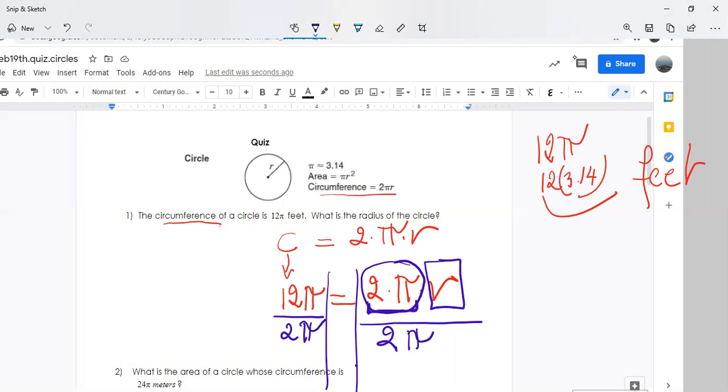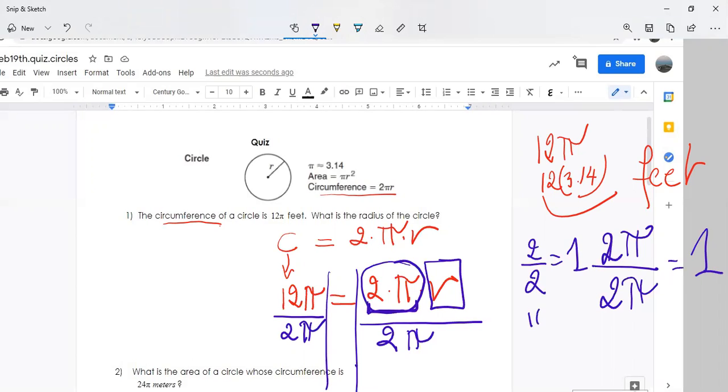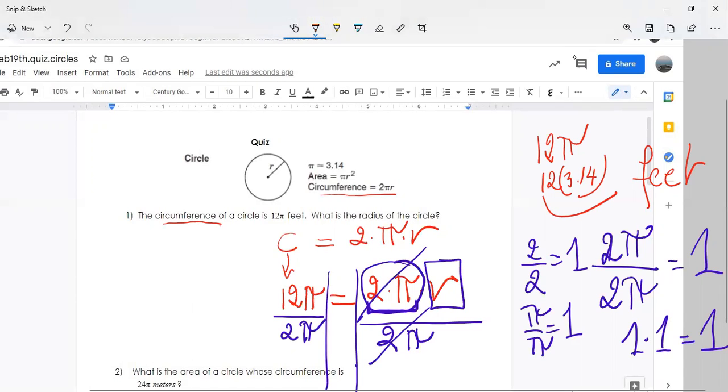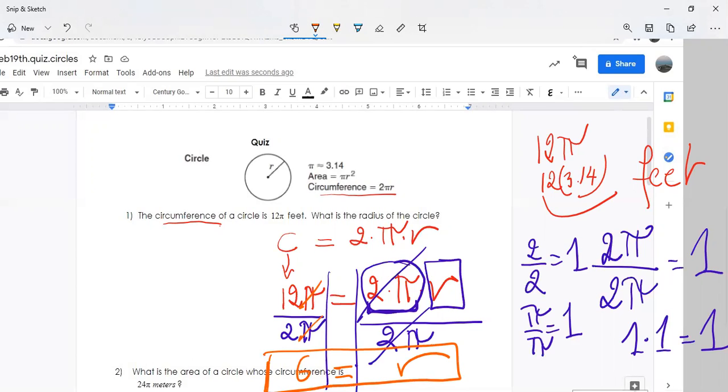Okay, so anything divided by itself, 2 pi divided by itself, 2 pi is 1. Okay, or 2 divided by 2 is 1, and pi divided by pi is also 1. Okay, and 1 times 1 is just 1. So this whole thing, if I divide by the same number, 2 pi, is going to cancel. And I isolated the radius equal. And here pi divided by pi cancel, because that's 1. And I just have 12 divided by 2, which is 6. So the radius is 6.